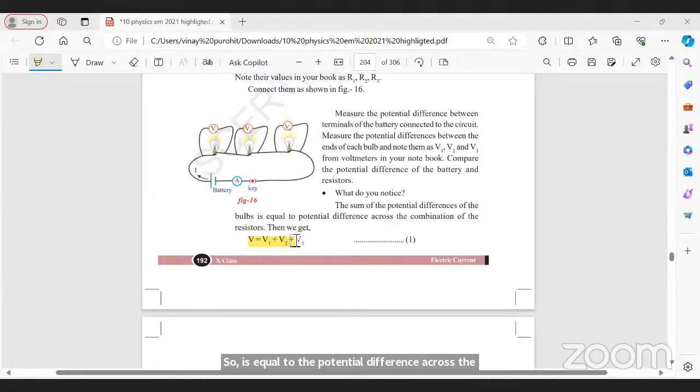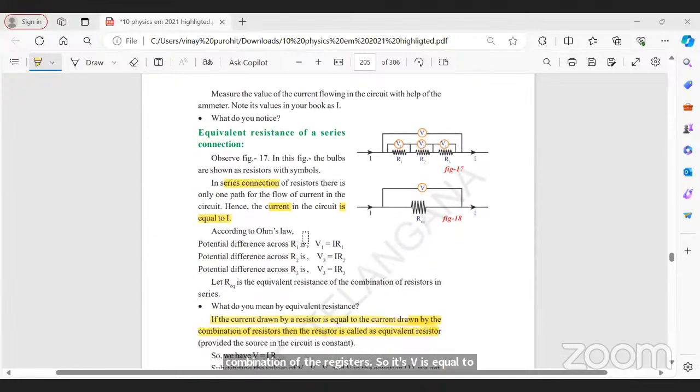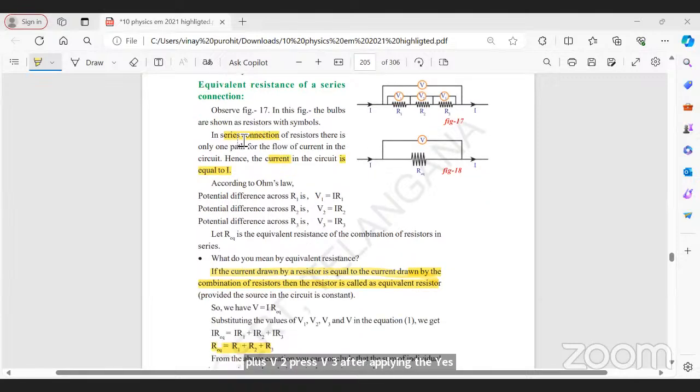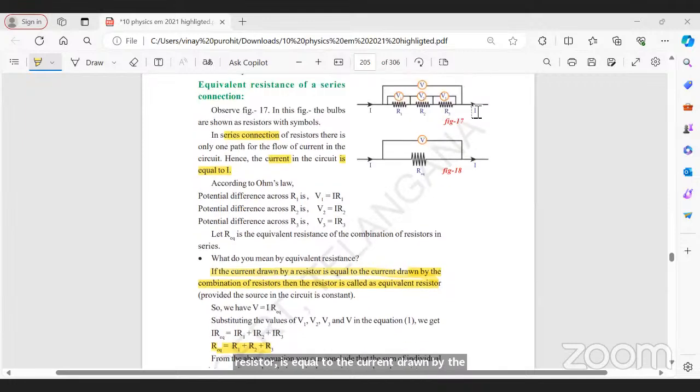So it is V is equals to V1 plus V2 plus V3 after applying the Ohm's law. Yes. So next, coming to equivalent resistance. In the series connection, the current is equal to 1 because it is only a single path for the flow of electrons. So if the current drawn by a resistor is equal to the current drawn by the combination of resistors, then the resistor is called an equivalent resistor.